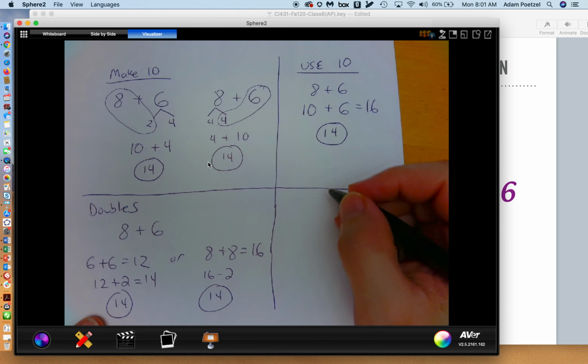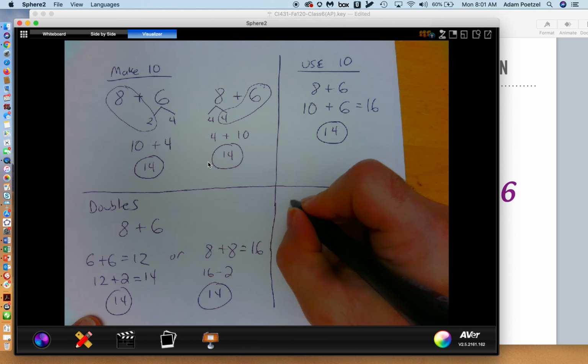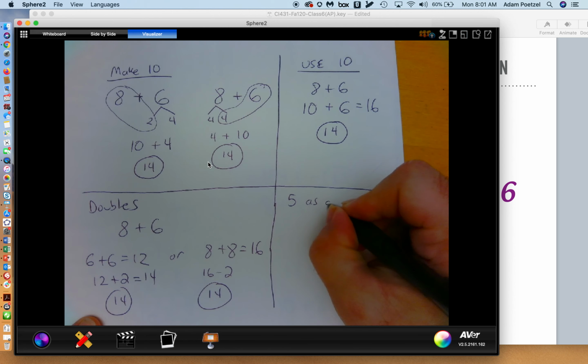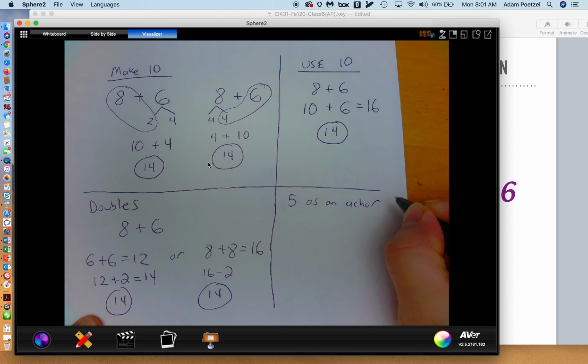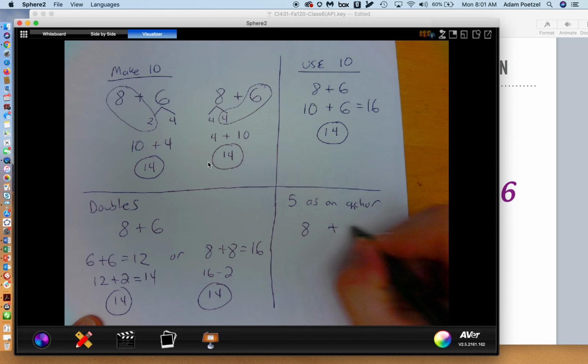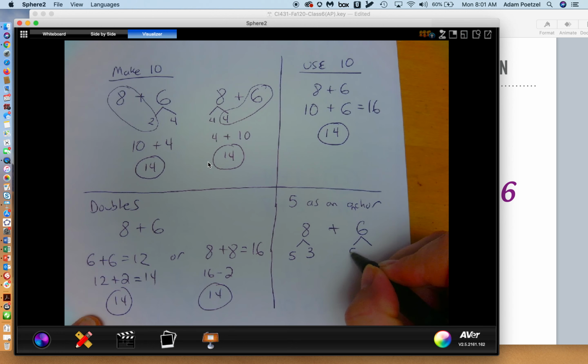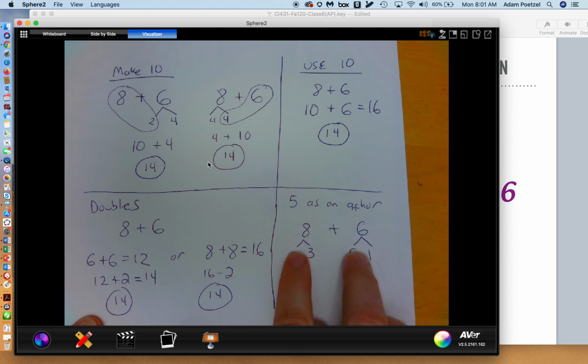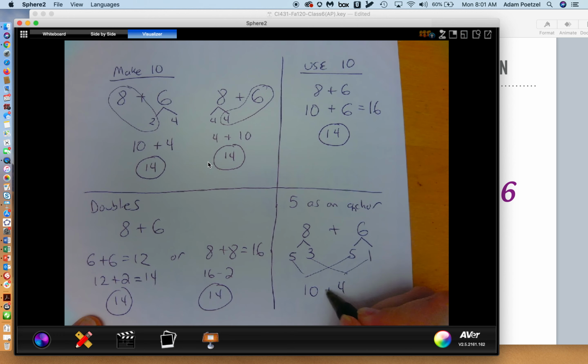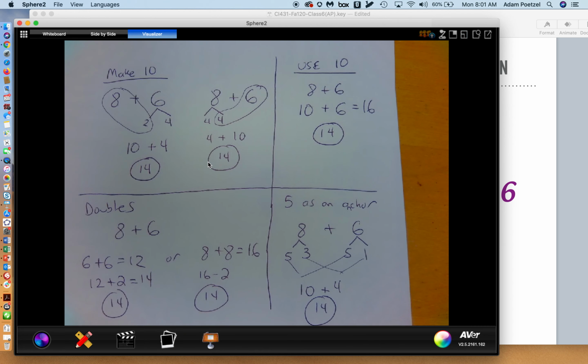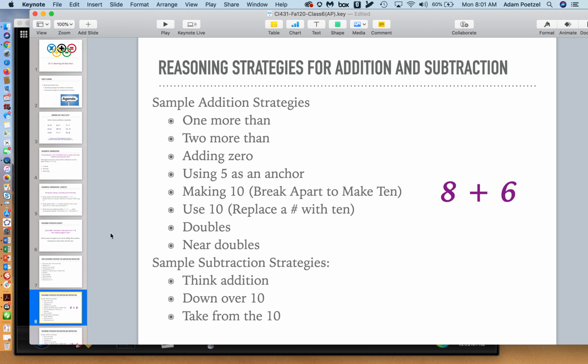And one more strategy that you can see, of course there's many more than these, is the idea of using 5 as an anchor. You know, with that 5 frame we talked about the other day, a lot of students start to see numbers in terms of 5. And so, for example, if we were looking at 8s, we might see it as a 5 and a 3, and a 6 as a 5 and a 1. Knowing they both are made up of a 5, I could know that that's a 10, and the leftover pieces make a 4, and I could get 14. So it's just that we can see many different strategies. You know, these are 4 of them for that question, 8 plus 6.